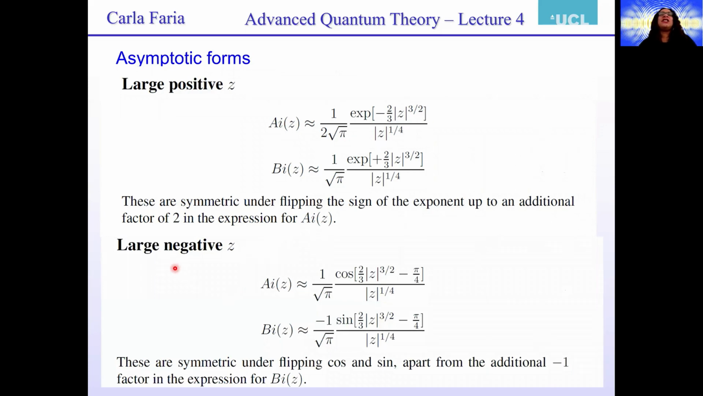Now, for large negative z, we have these kinds of expressions. You can see you have a cos, you have a sine, oscillating, as we said, and you have some kind of phase shifts here. And they are symmetric also on flipping cos and sine, apart from the additional -1 factor in this expression here for Bi(z). So we know how they behave asymptotically. I'm not going to prove this, so I'm going to state it and provide you some kind of heuristic explanation. There are several ways of doing this rigorously. This is not something we are going to do in this course, but one thing that we need to learn is how to use this formula.